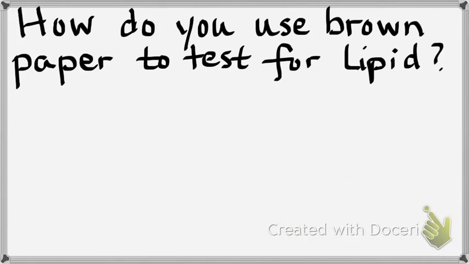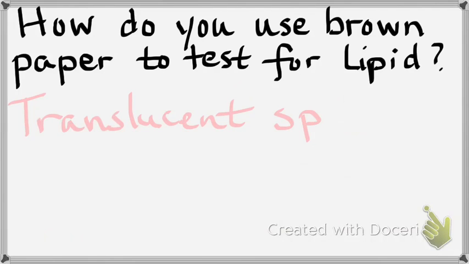How do you use brown paper to test for lipid? Well, I know we put something on the brown paper, put it in the microwave to evaporate the liquid. You guys remember the microwave part? And then we hold the paper up to the light. And what are we looking for? Translucent. Very good. I like the way you're using that word. Translucent means that light can come through it. So a translucent spot means yes, you do have lipid.